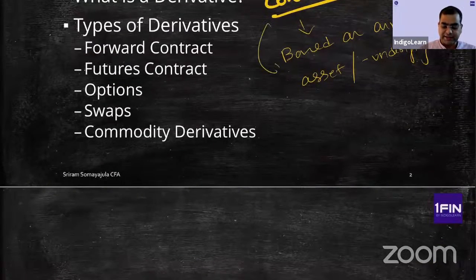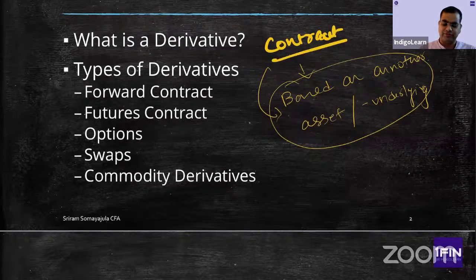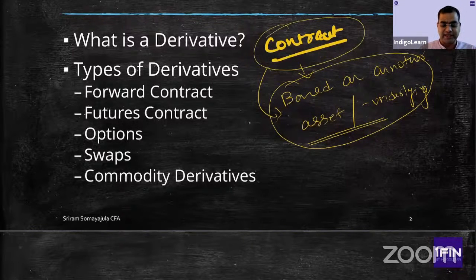Okay, this contract derives its value from the value of another asset, which can be called an underlying asset or underlying. People use different nomenclature. This is the first thing that I want you guys to remember. Why I want you to remember this is you have to understand this concept very, very clearly. When we say derivative, we are referring to a contract only.